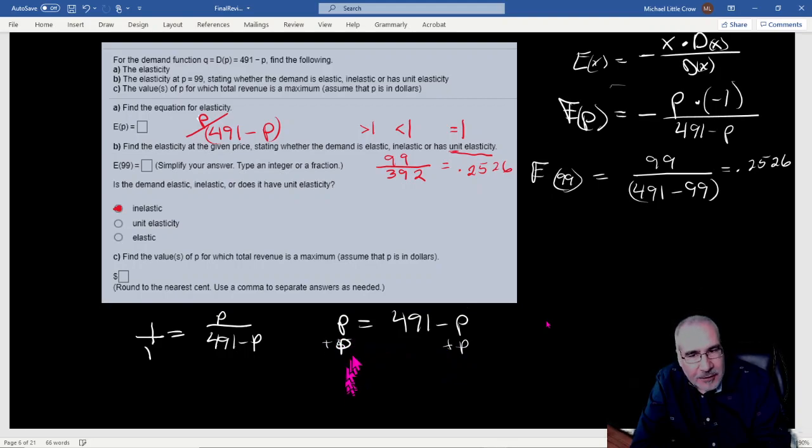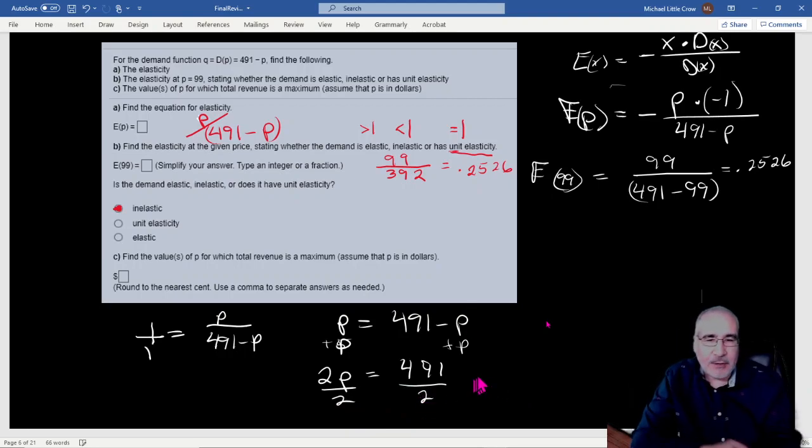2P is equal to 491, and then divide both sides by 2. So about half of this 491 is what it's telling us. When we set that price, we'll maximize revenue. And what does it want? Round to the nearest cent.